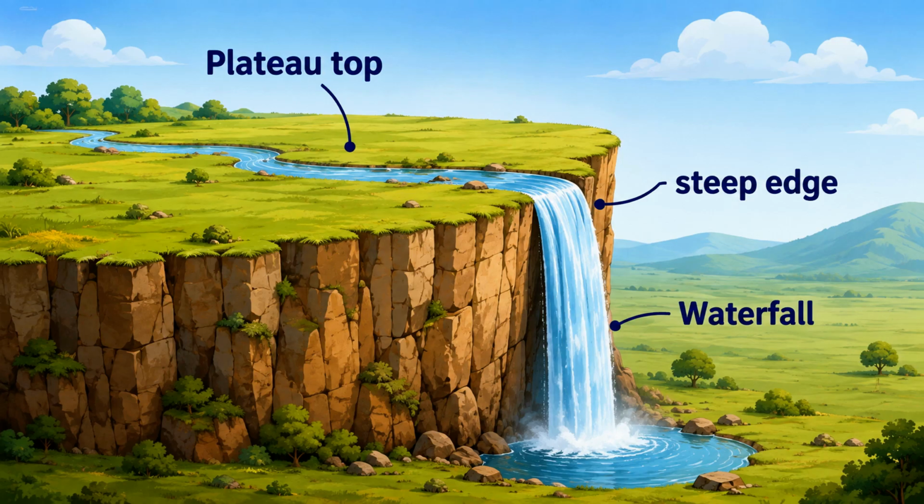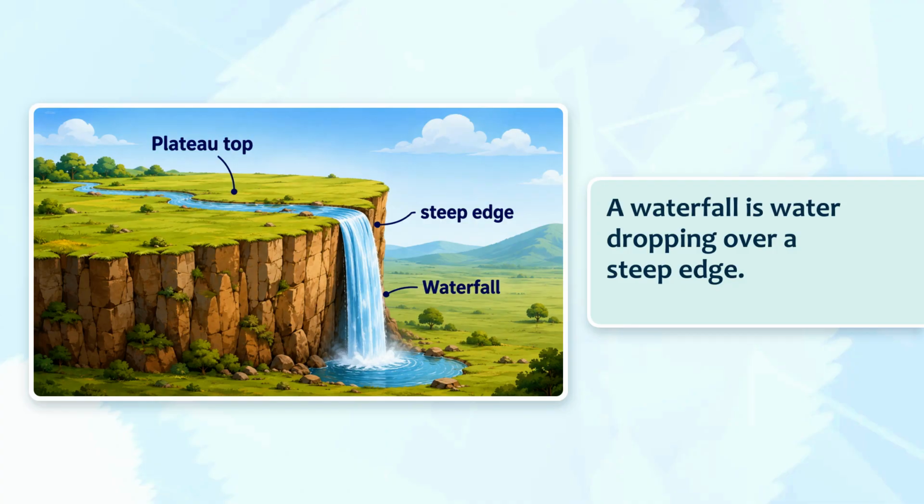A waterfall is water dropping over a steep edge. On a plateau, a stream can form a waterfall where the upper surface ends in a sharp drop. The edge changes the water's path. A waterfall is water dropping over a steep edge. The plateau profile shows that drop clearly.